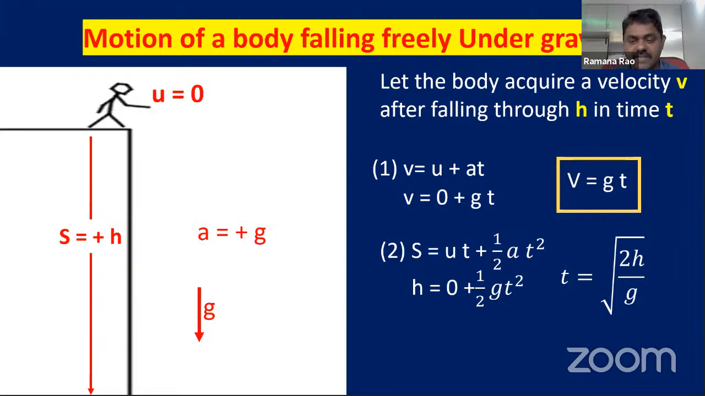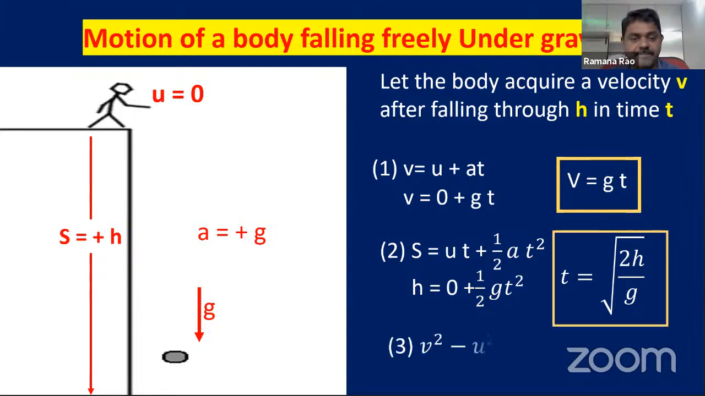If you simplify this equation, you will get t is equal to square root of 2h by g, which is also known as time of descent. It is coming down. So how much time will it take to descend? The time of descent is root of 2h by g.